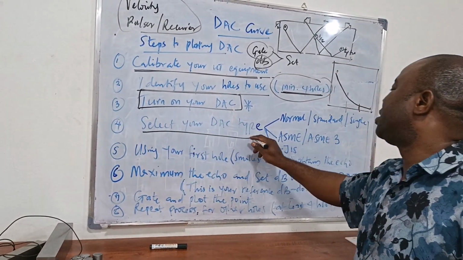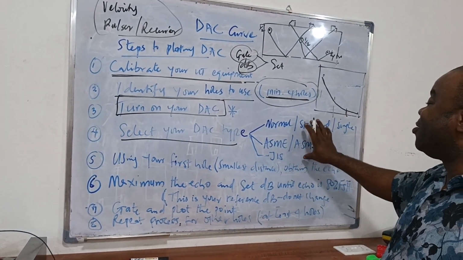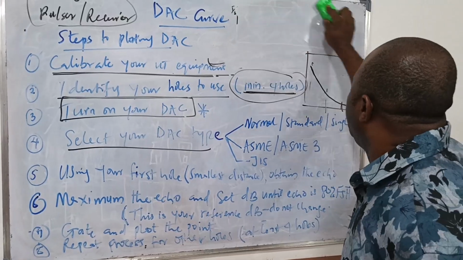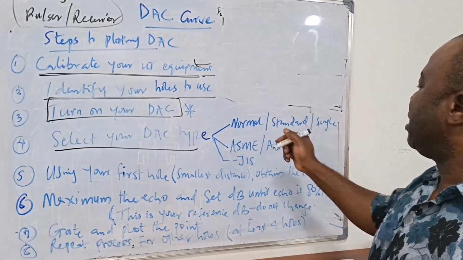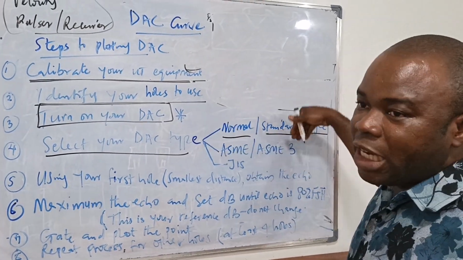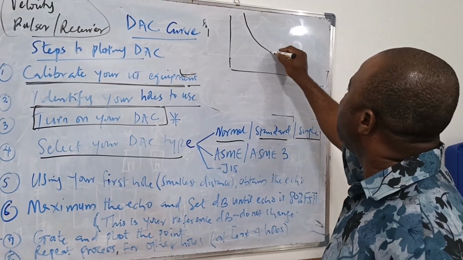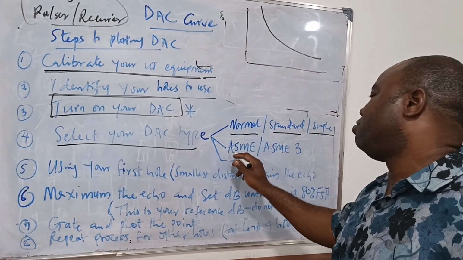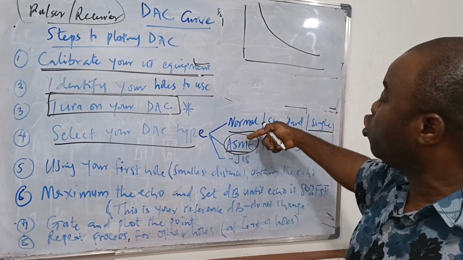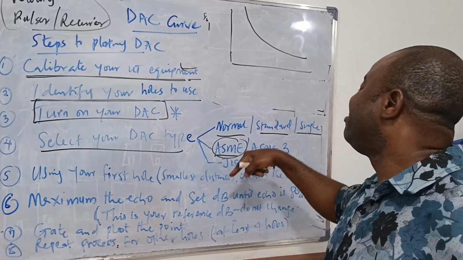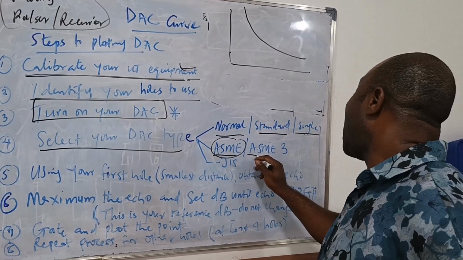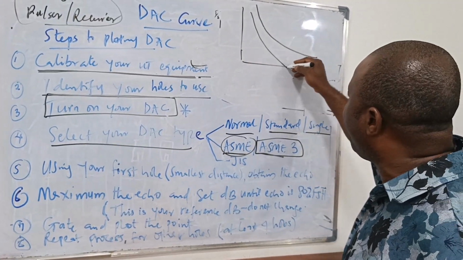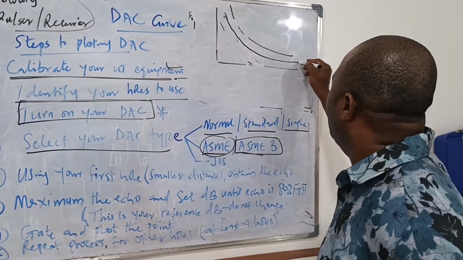Then the next thing you are going to do is to select your DAC type. This is very important because a lot of people still don't understand what to do when you get to this point. So what do you do? Normal, standard, single, depending on the nomenclature your machine is using, means you are just plotting one DAC curve. One curve is going to come out. In the case of ASME, or your ASME DAC rather, in normal typical ASME, you are going to get just one curve, but it's in the ASME format. It follows the ASME rule. In the case of ASME 3, which I will explain now, ASME 3 means as you are plotting, you are getting 3 DAC curves, not just one.